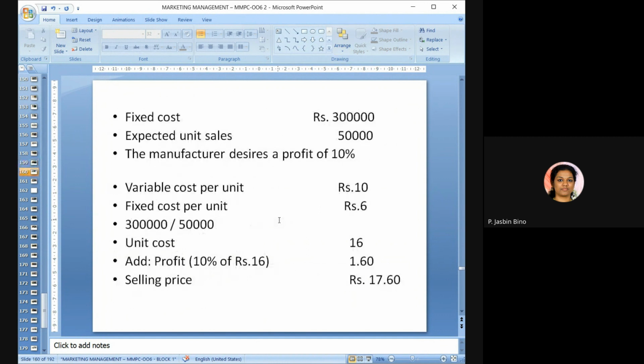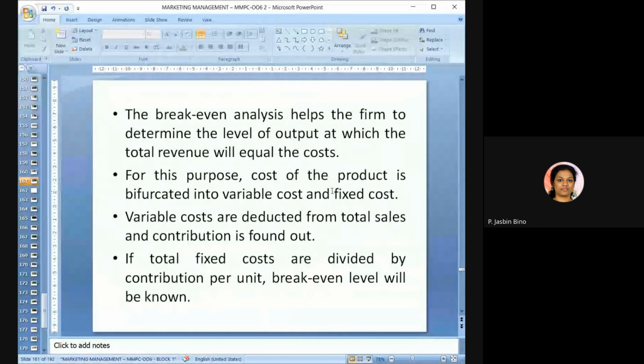So this is the formula. The break-even analysis normally helps the firm to determine the level of output at which the total revenue will equal the cost of the product.